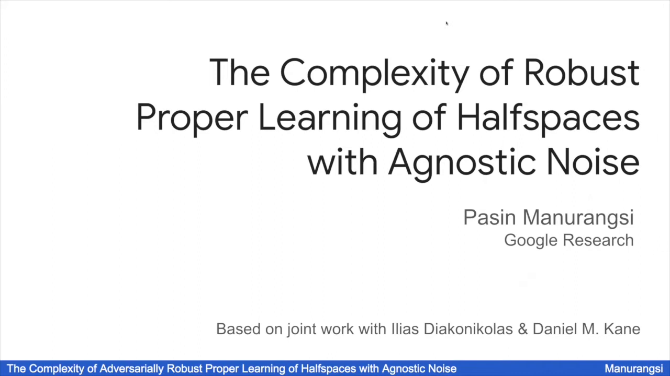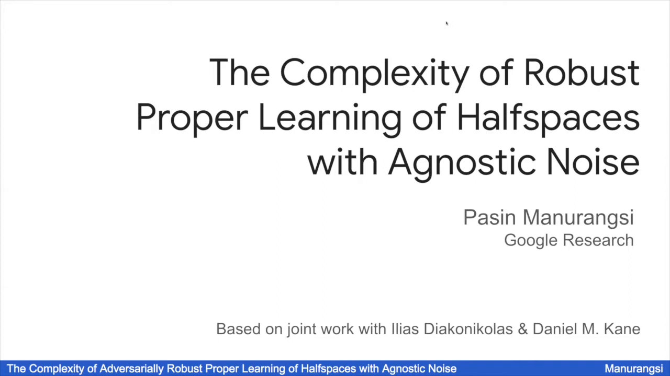Today, I will be talking about the complexity of robust proper learning of half spaces with agnostic noise. And this is based on two papers, both of them co-authored with Ilias Diakonikolas and Daniel Kane. For simplicity of the presentation, I will not distinguish these two papers. So if I say that a result is from this work, it means that it comes from one of these two papers.